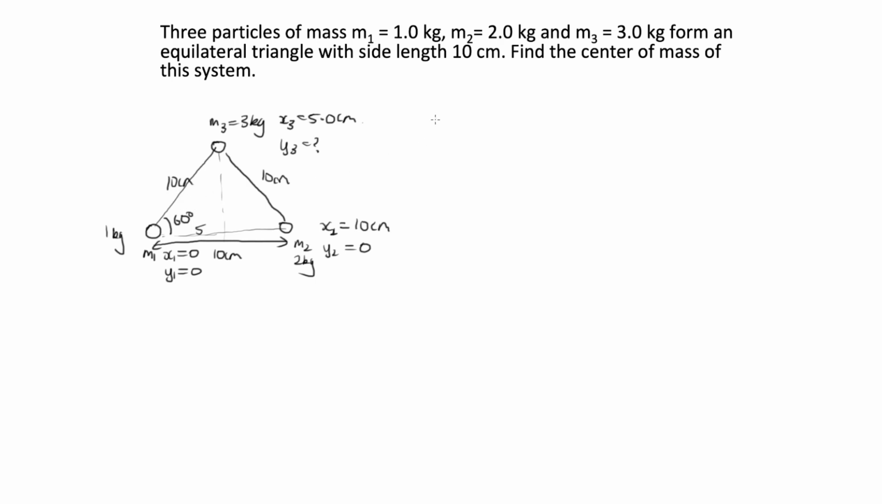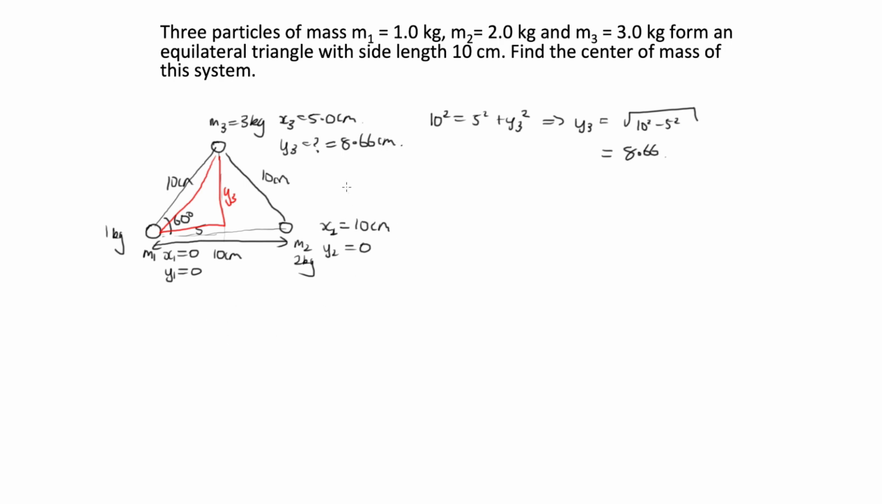So to calculate Y3, we've got this length here is 5 centimeters and this length here is 10 centimeters. So we can use Pythagoras' theorem and write, well, 10 squared is equal to 5 squared plus Y3 squared. So that's just considering this triangle here with side length Y3, side length 5, and side length 10. And solving this, Y3 is equal to the square root of 10 squared minus 5 squared. So this is equal to 8.66 centimeters.